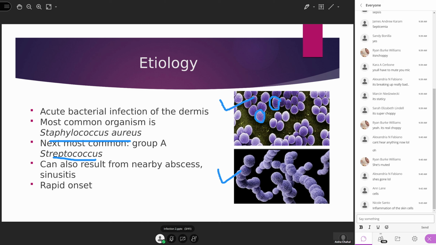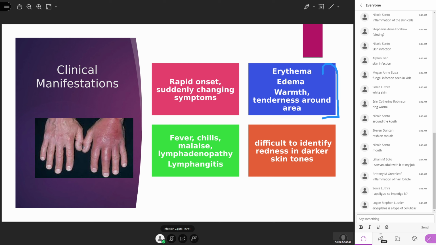Moving on to the clinical manifestations of cellulitis. The very first thing that you mentioned is redness, swelling, and warmth around the area. These are going to be the major symptoms that you will see in the patients.